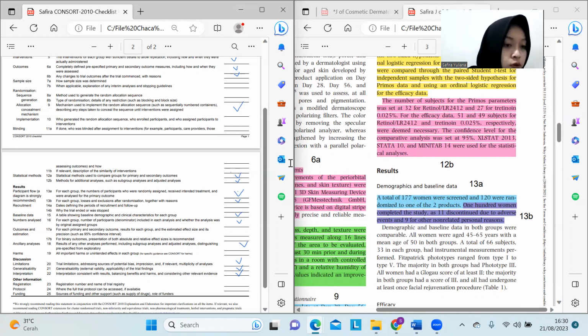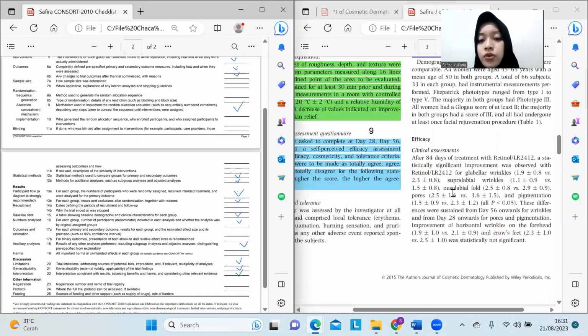And next we move to number 13B. For each group, losses and exclusions after randomization, together with the reasons. And the reason is 100 women completed the study, 11 discontinued due to adverse events, and 9 for other non-related personal reasons.